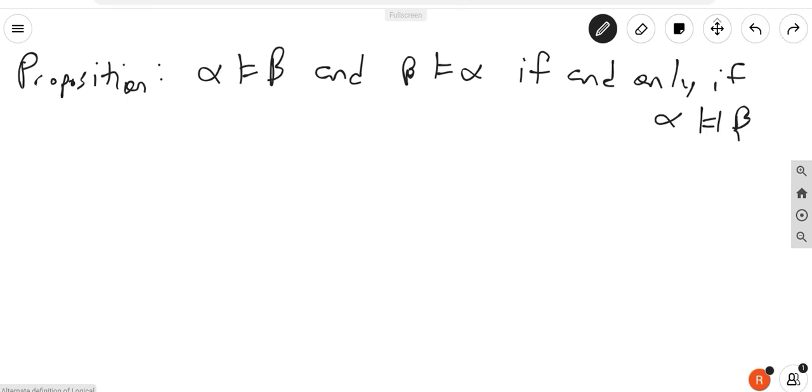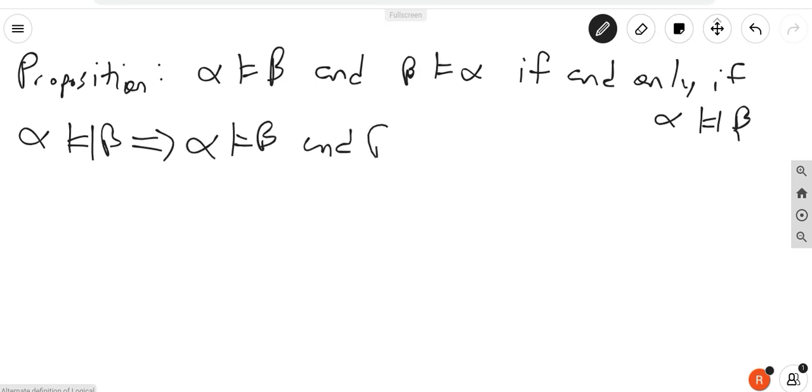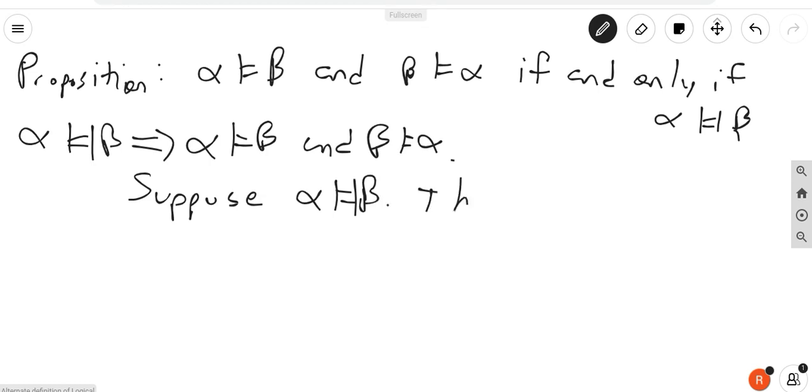Okay, so how do we show this? We want to show the two directions. So we want to show that alpha is equivalent to beta. That implies alpha semantically entails beta, and beta semantically entails alpha. Okay, so let's suppose that alpha is logically equivalent to beta. Then, by the definition of logical equivalence, alpha and beta have the same truth table.